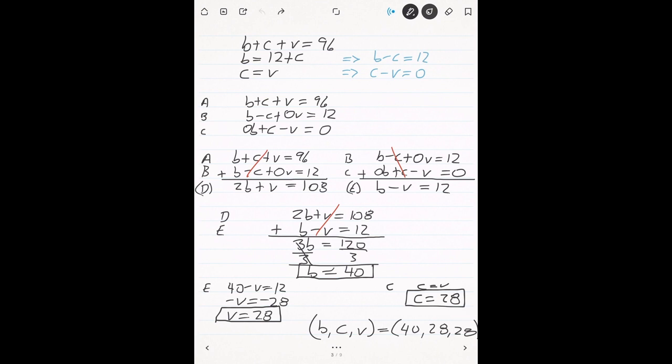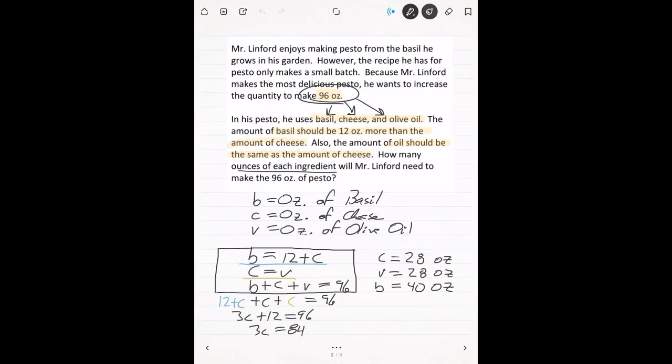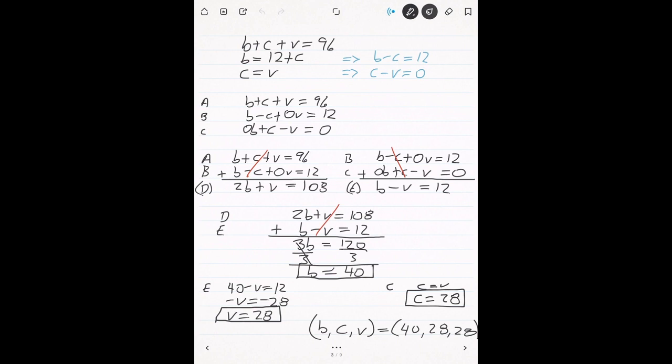So these are two techniques we can use when solving a system of linear equations in three variables. Sometimes you'll be able to use the substitution technique. Other times, you'll have to use the elimination method that you're comfortable with. Either way, we do get the correct solution of 40, 28, 28. Let's keep practicing this and see if we can alternate between these solution methods.